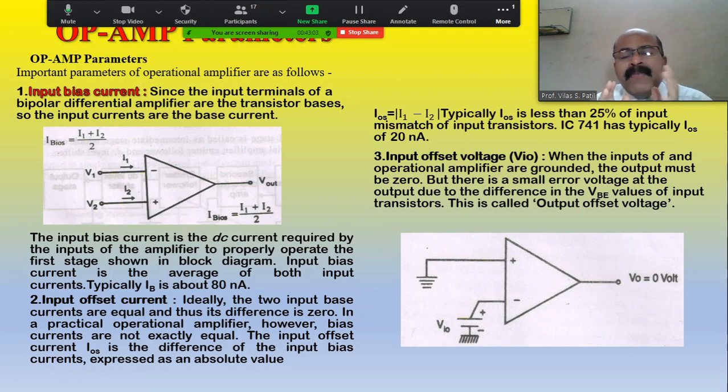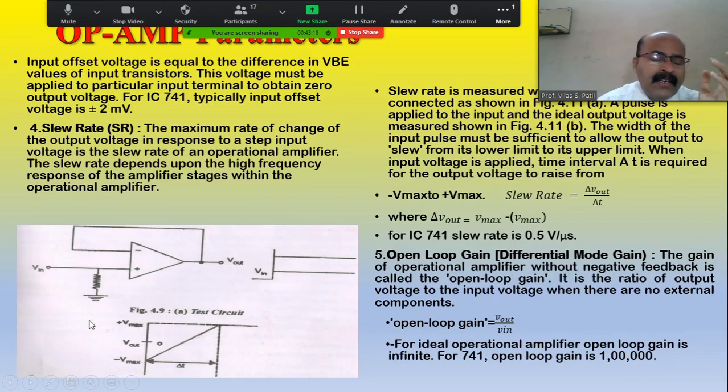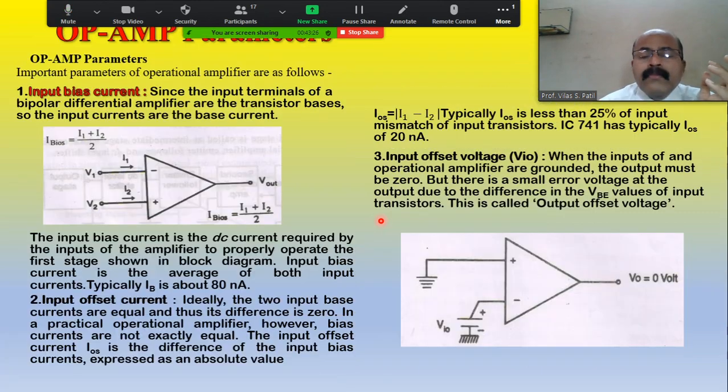Input offset current is the difference between the inverting and non-inverting currents. Either one may be the higher, hence it will be shown in mod. Here, I am going to take the lesser point. And here we say that the input offset current is the mod of I1 minus I2. That is the difference of both currents, and we take the mod.